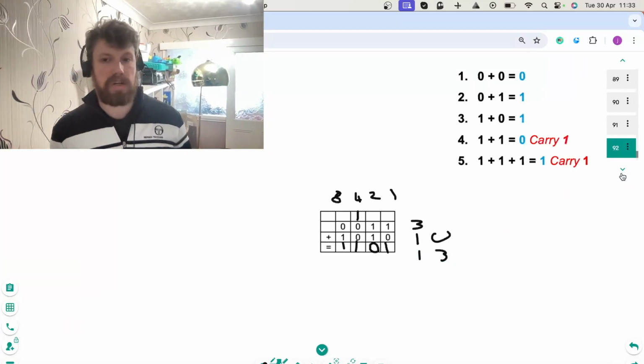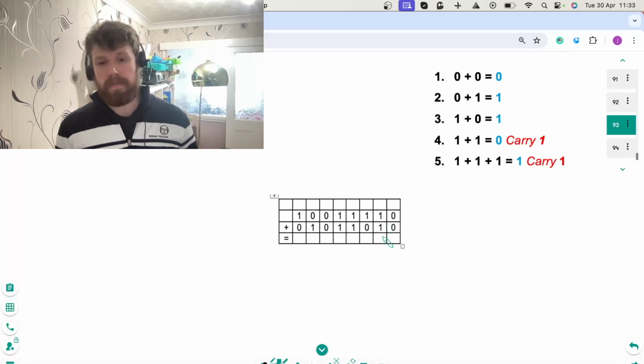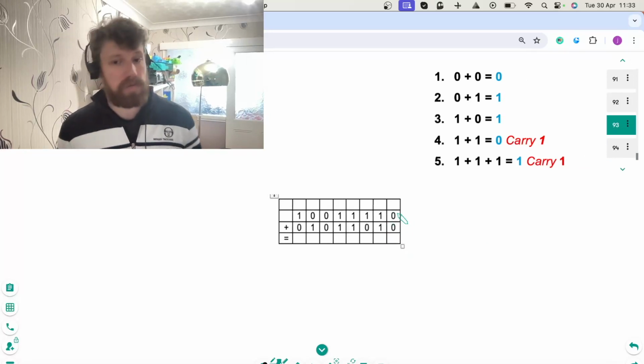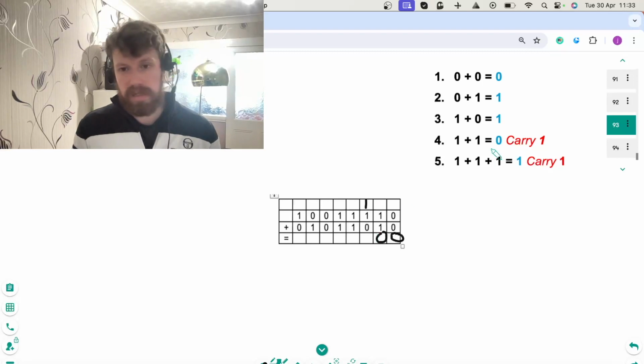But let's have a look at a slightly more complicated example. So this is where we've got 8 bits. Let's have a look at how we do this one. Starting from the right-hand side, 0 plus 0, check our rule, 0. 1 plus 1, 0, carry the 1, because it's just going to be activating that one. 1 plus 1 plus 0 is the same as rule 4, so 0, carry the 1.